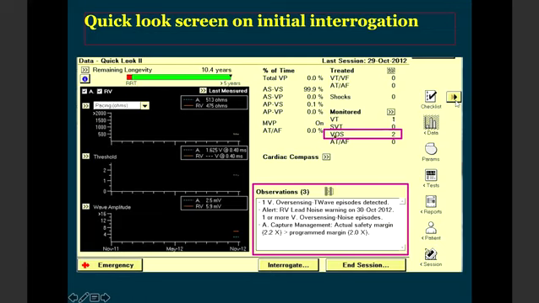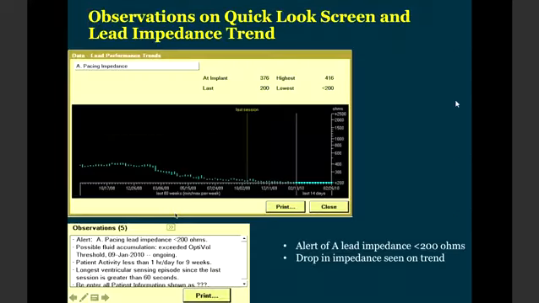The VOS stands for ventricular oversensing. 2 episodes of ventricular oversensing. If you look at the observations, it says P wave episodes have been detected. RV lead noise warning has been delivered on this particular date, and so on and so forth. So much vital information you get from the quick look data.